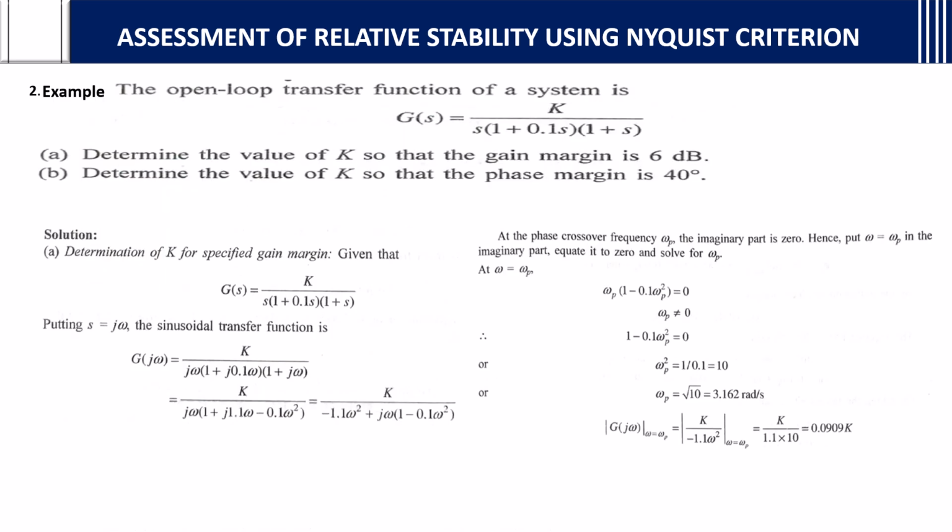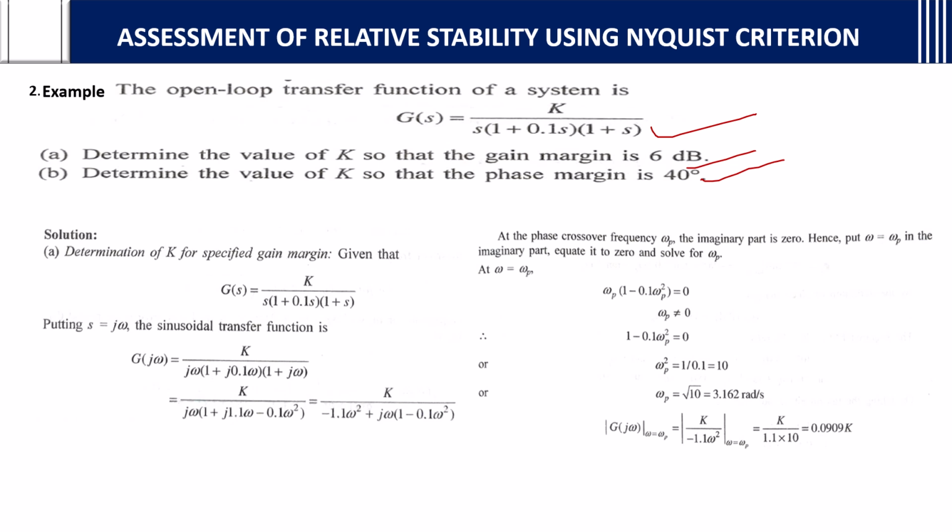Second question. The open loop transfer function of a system is given. Determine K so that the gain margin is 6 dB. Determine K so that the phase margin is 40 degrees. Thus, given the gain margin and phase margin, they are telling us to find the value of K for both cases. So A, determination of K for specified gain margin.